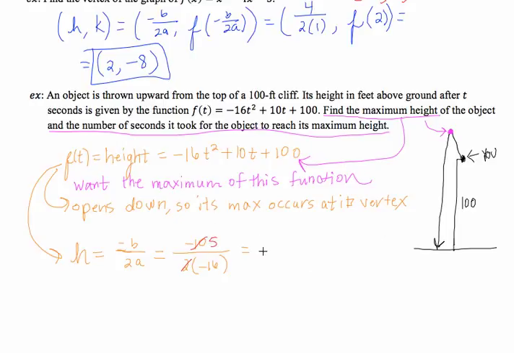So we have 5/16. Now let's see, time is given in seconds, and that's an x value. That h is an x value, or a t value in this case. So that means that the max height occurs 5/16 of a second after you toss the object up. So we actually answered the second question first. The number of seconds it takes to reach its max height is 5/16 of a second.